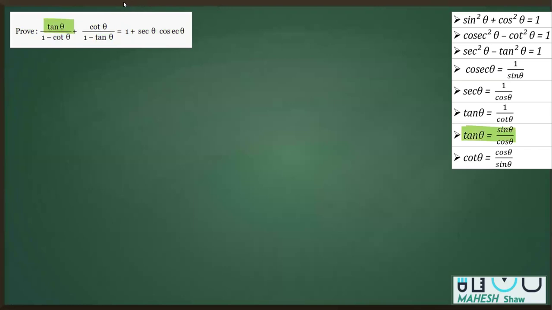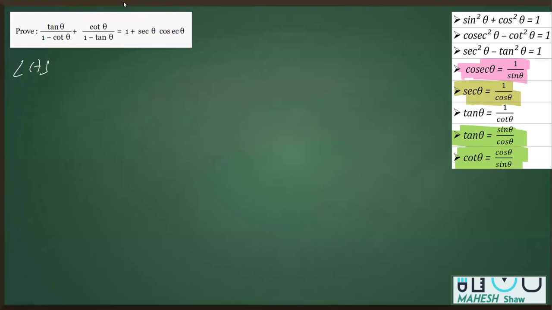Like tan is what? Sine over cos. Cot is cos by sine. Similarly, we have sec as 1 by cos, and as you can see, cosec is 1 by sine. So we are going to write all of them in terms of sine and cos, both LHS and RHS. So let's begin with the LHS.